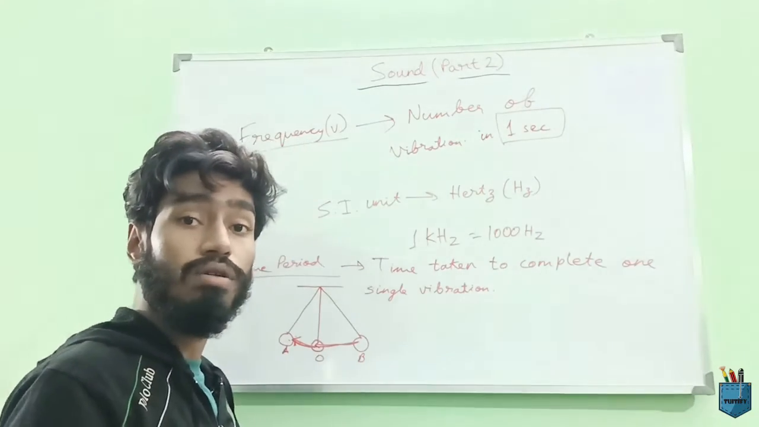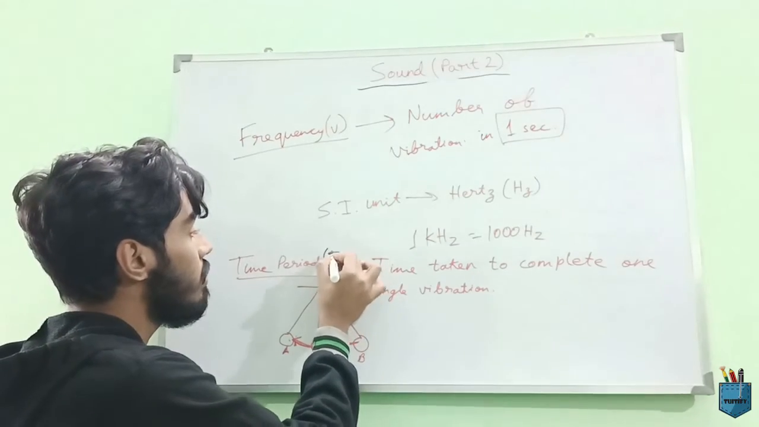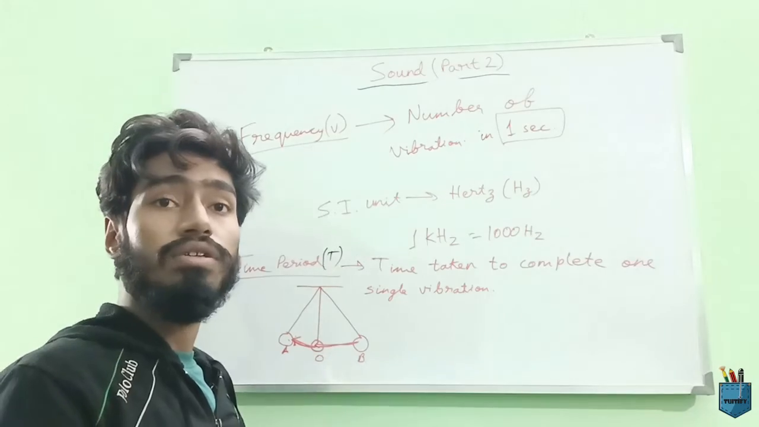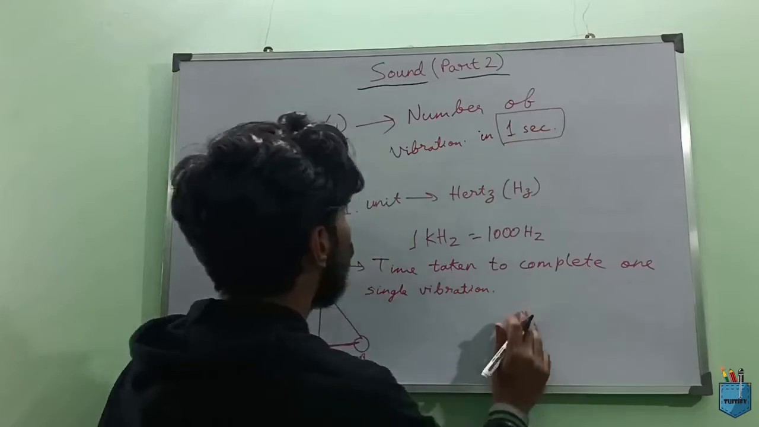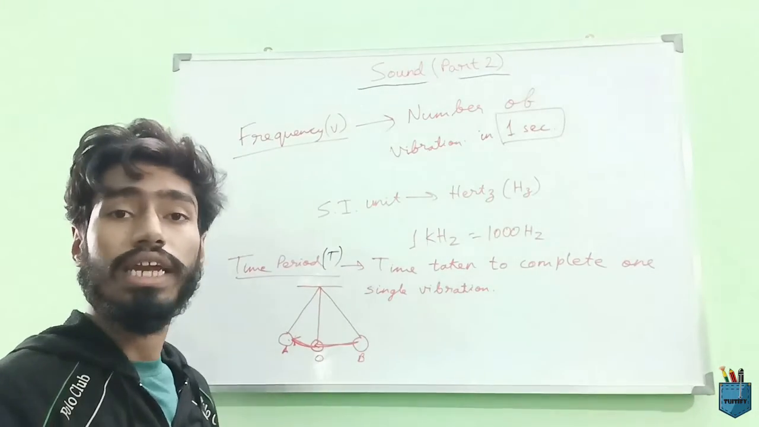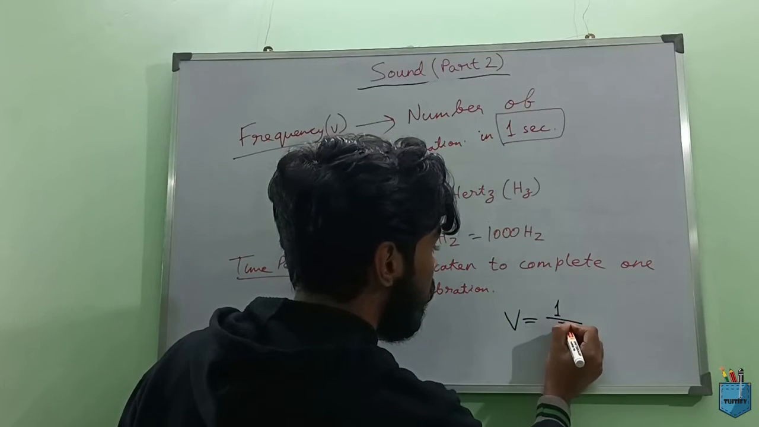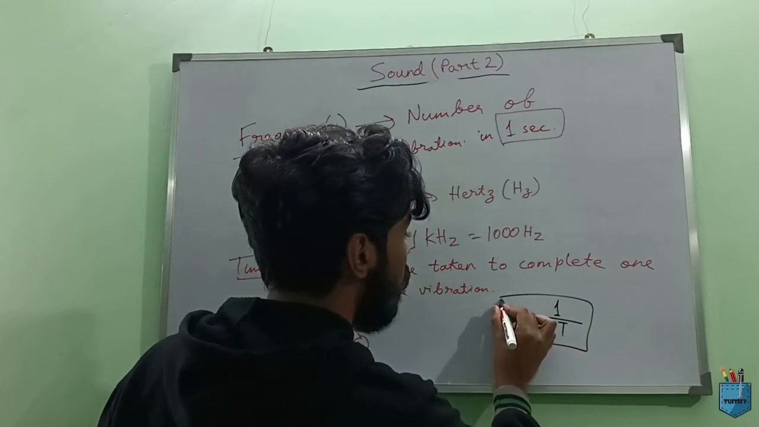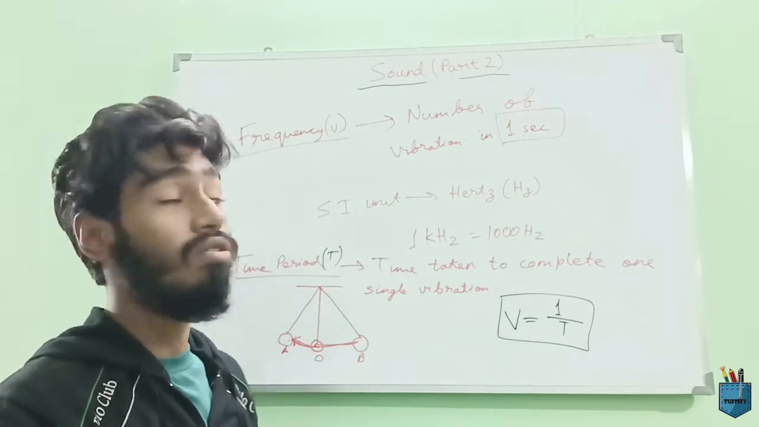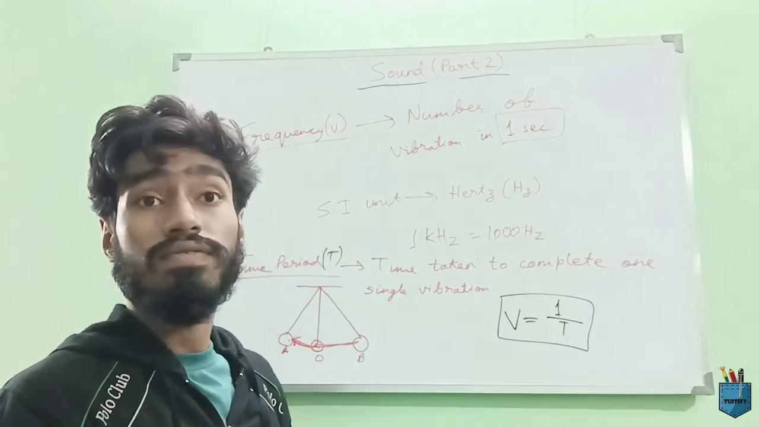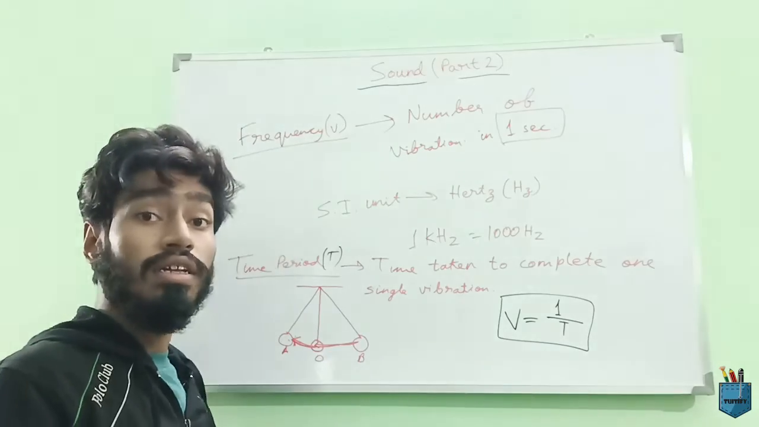Time period is denoted with T. If I talk about the relation between time period and frequency, the relation is that frequency is actually the reciprocal of the time period. That is, v is equal to 1 by T. This is the formula to calculate frequency if time period is given, or to calculate time period if frequency is given.